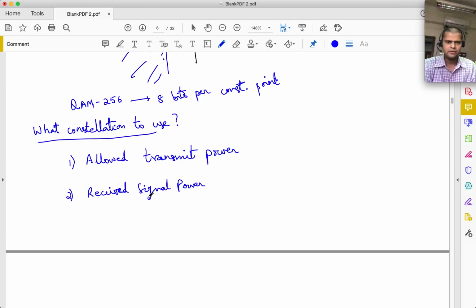Okay, so finally, of course, it will only depend on the received signal power, but these two are related, that if you can transmit more power, you can also increase the received signal. Okay, so your bit error rate is a function of SNR.